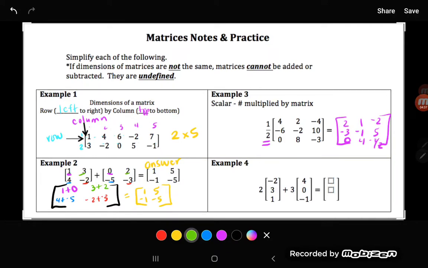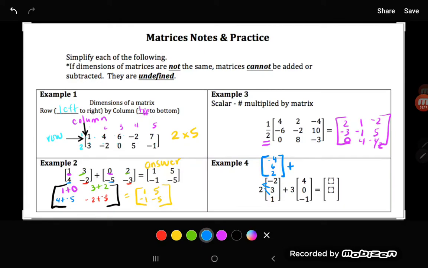For example 4, if you look at example 4, I have 2 matrices to be added. However, they both have a scalar in the front. Because they have those scalars in the front, I'm going to simply distribute that scalar to all three terms in this 3 by 1 matrix. So when I do that, I am going to have a negative 4, 2 times 3 is 6, and 2 times 1 is 2. So my first matrix is negative 4, 6, 2.